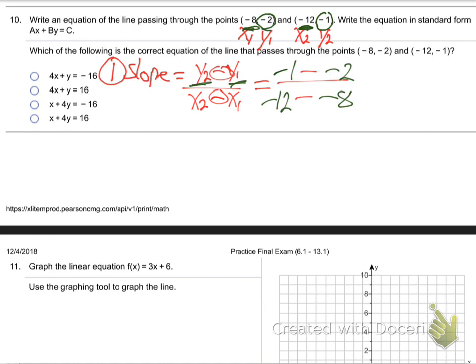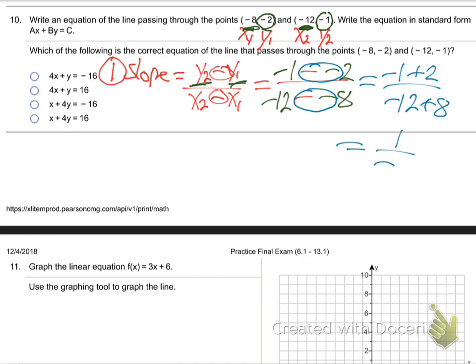So we got a couple double negatives. You know what those do. These double negatives become positive. So minus 1 plus 2 over minus 12 plus 8. That's positive 1 over minus 4. So there's the slope. We've got that. Now what do we do with that slope next?